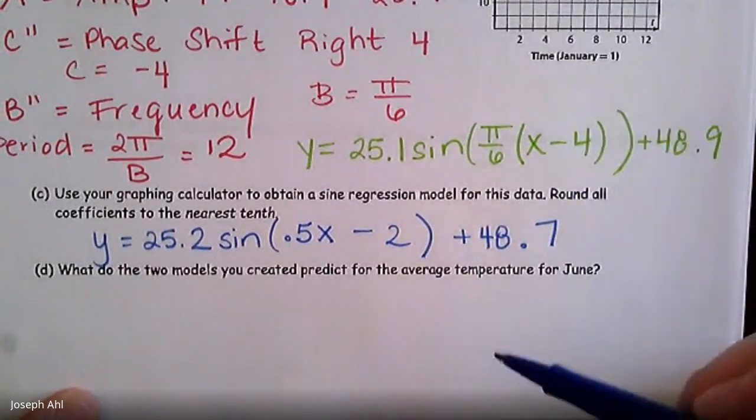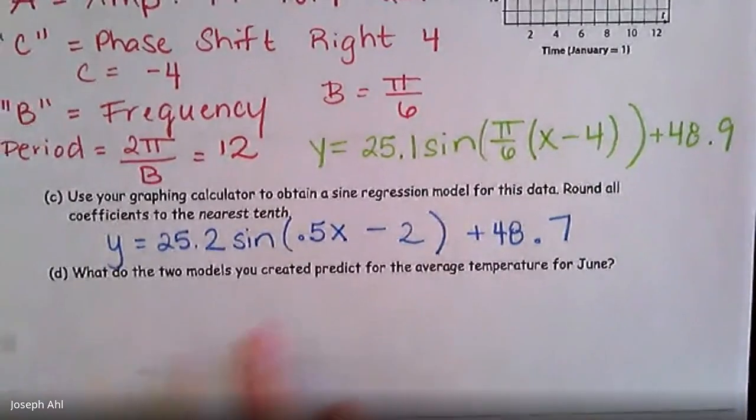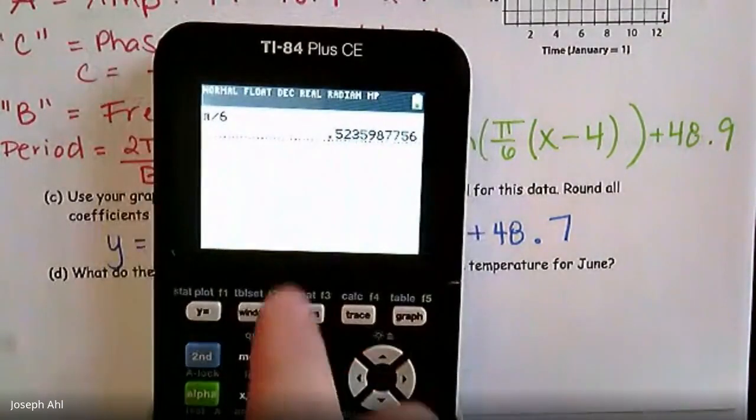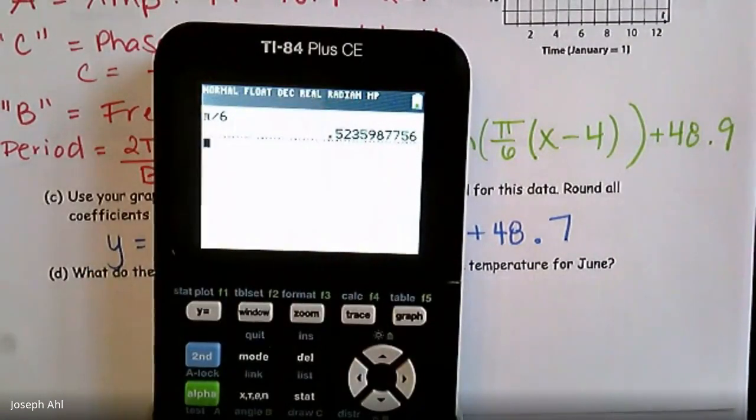Now remember, we have our regression equation stored in y1. One of the most important things is, look at this value that I have for my frequency here. That is definitely in radians. So you have to make sure that when you go to graph this, you are in radian mode, which my calculator is. Maybe double check that before you take a look at the graph.